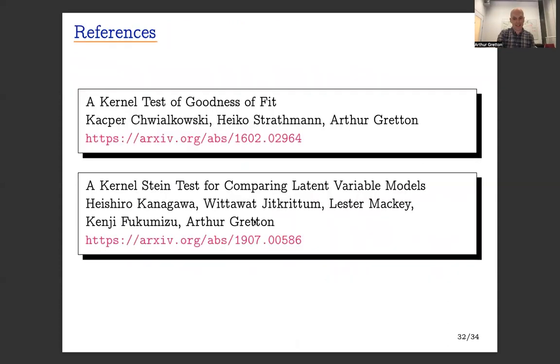So that concludes the talk. I refer to two papers here, a kernel test of goodness of fit and a kernel Stein test for comparing latent variable models. So this one uses the basic kernel Stein discrepancy. This test here describes a relative test where we've got models with latent variables.